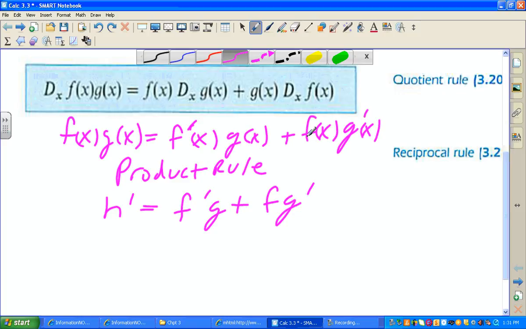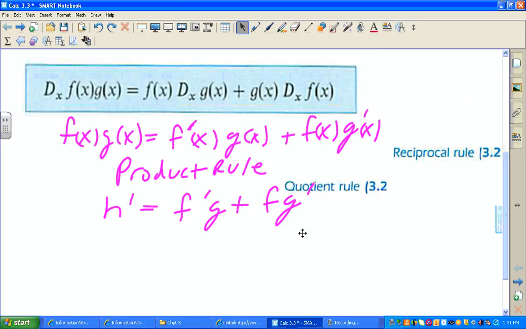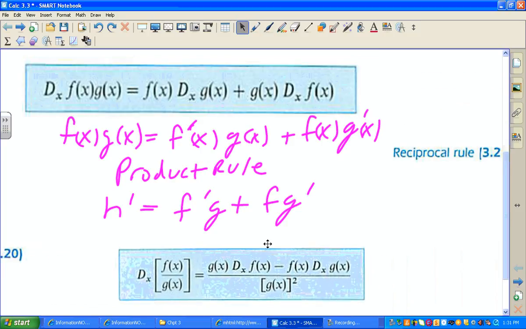Oh, okay. Excellent. You can add derivatives, subtract derivatives, multiply derivatives. The fourth option? Yeah. The quotient rule. Might as well do this.